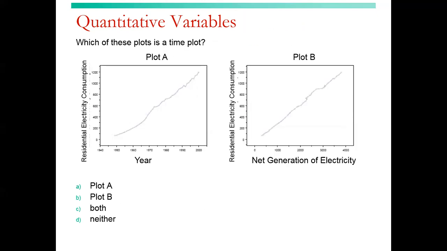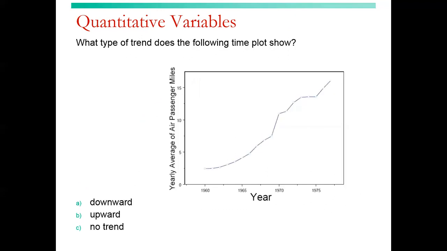Which of these plots is a time plot? A time plot has time plotted on the x-axis. Plot A has the time plotted on the x-axis. What type of trend does the following time plot show? Looking from the left to the right, we can see that the graph is moving in an upward trend.